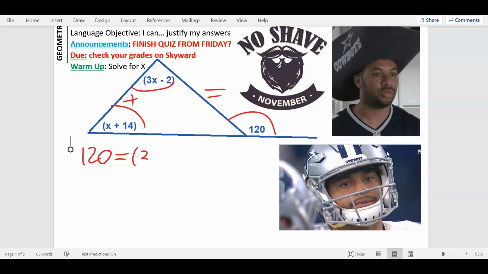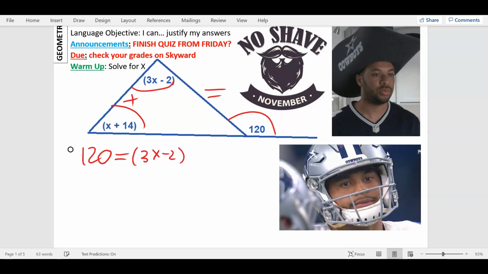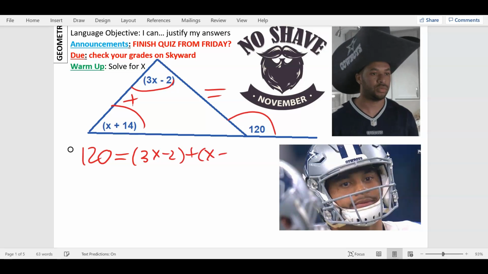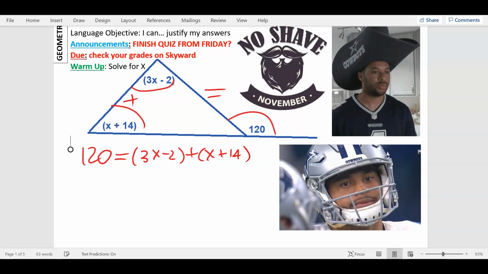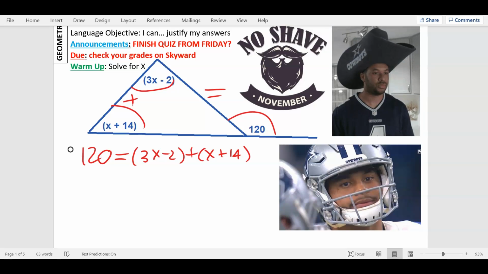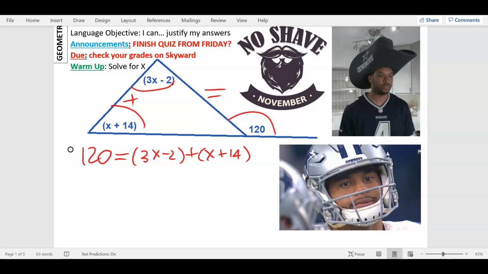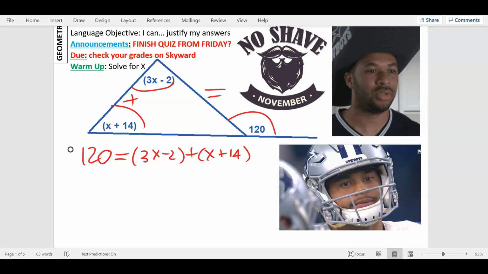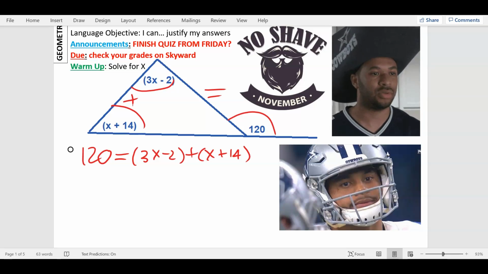Three x minus 2 plus the other one, x plus 14. Okay, so again, outside equals the sum of the remote interior. Now you could end solve it here to get the answer. We're going to solve it all the way.